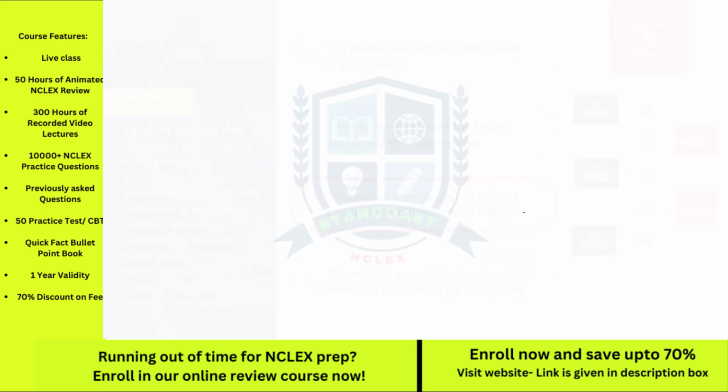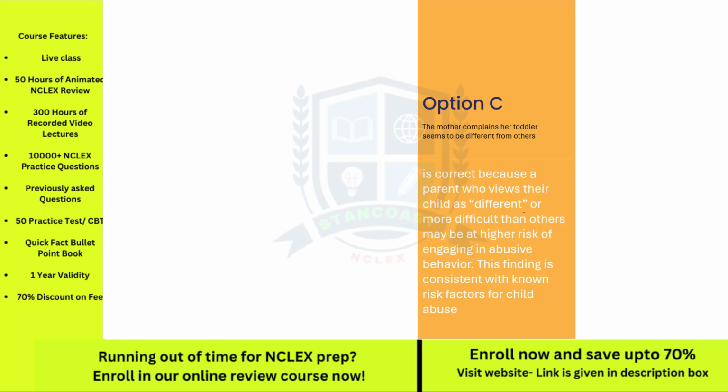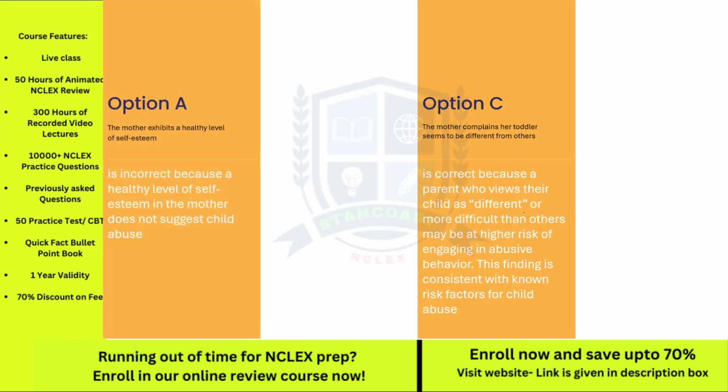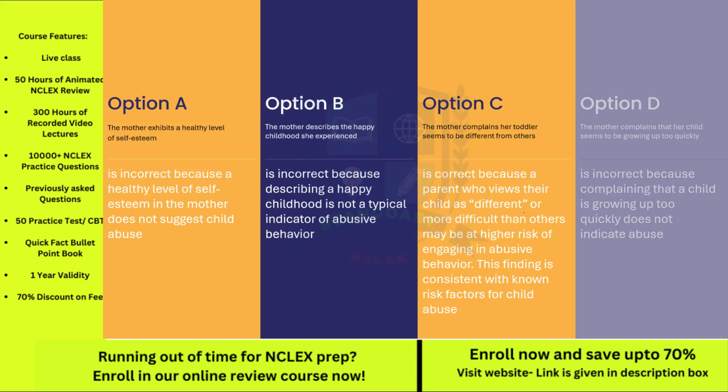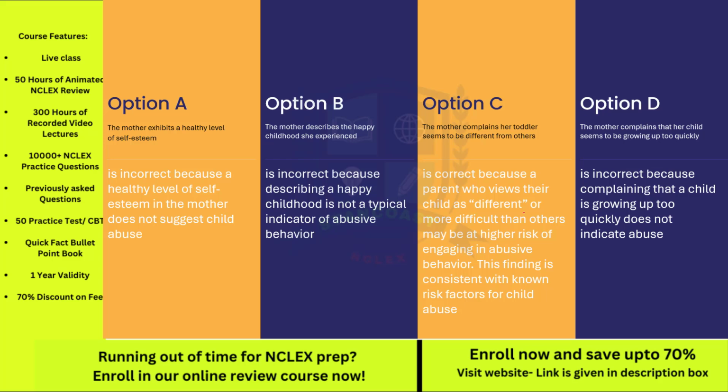C is correct because a parent who views their child as different or more difficult than others may be at higher risk of engaging in abusive behavior. This finding is consistent with known risk factors for child abuse. A is incorrect because a healthy level of self-esteem in the mother does not suggest child abuse. B is incorrect because describing a happy childhood is not a typical indicator of abusive behavior. D is incorrect because complaining that a child is growing up too quickly does not indicate abuse.